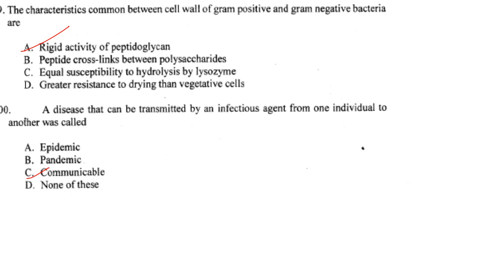Then a disease that can be transmitted by an infectious agent from one individual to another is called a communicable disease. Answer is option C. Epidemic is a disease that affects a large number of people within a community, population or region. And pandemic is an epidemic that spreads over multiple countries or continents. So the answer here is option C, that is communicable.